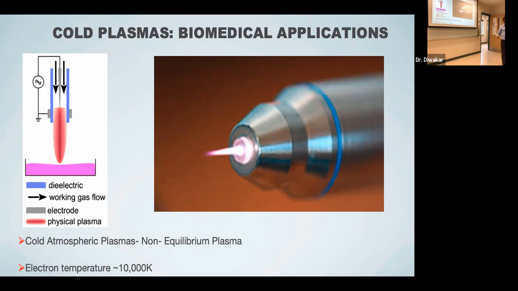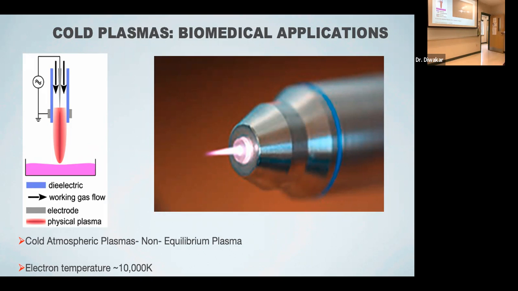we call it cold atmospheric plasma. It looks like a pencil, like a pen. You can touch it actually. It will feel warm, not hot. And it's a dielectric discharge-based plasma. So you have a dielectric field, and you create an electrical discharge here, and that creates a plasma.